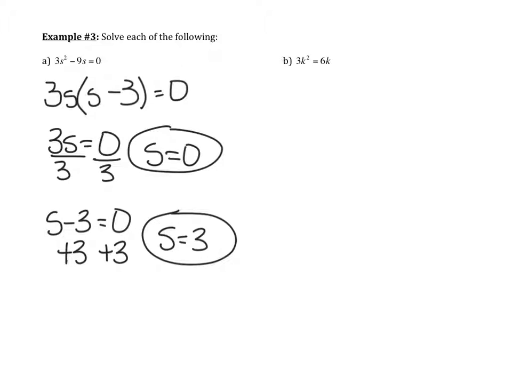So this is just as simple as subtracting this 6k from the left and the right, because 6k minus 6k is 0, so that gives me 0 on the right-hand side, and 3k squared minus 6k is just that, 3k squared minus 6k, since k squared and k are not like terms. So now that I have the equation set equal to 0, now I need to turn it into a product.